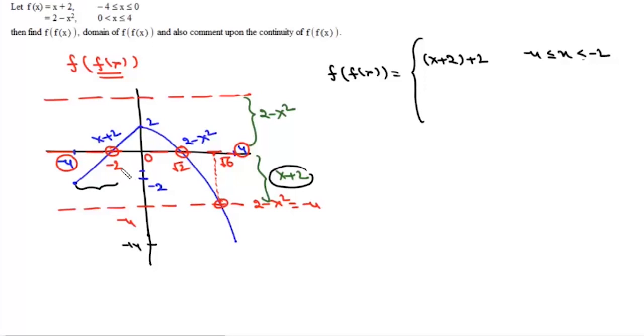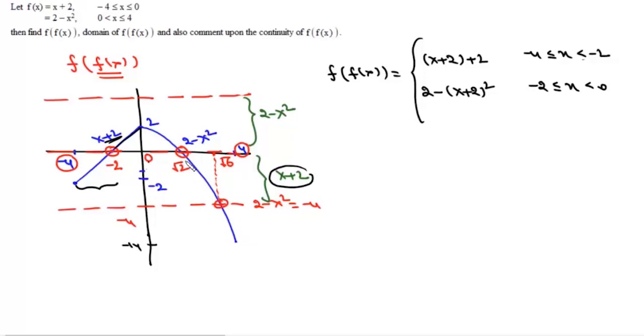So here it will be this x plus 2 plus 2. Now this next interval is between minus 2 and 0. So when x lies between minus 2 and 0, again this definition is x plus 2. Now it will go to this 2 minus x square. So it will be this 2 minus x plus 2 whole square.